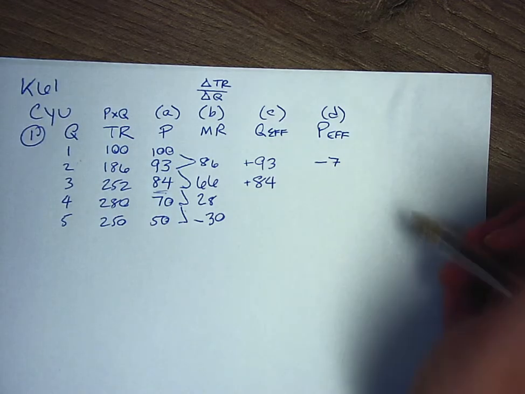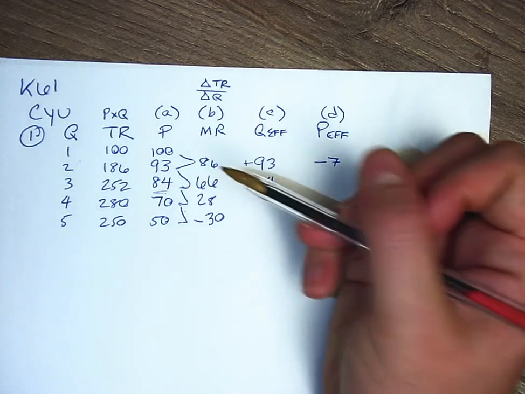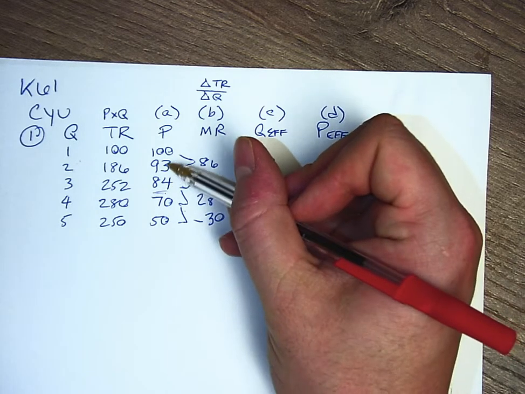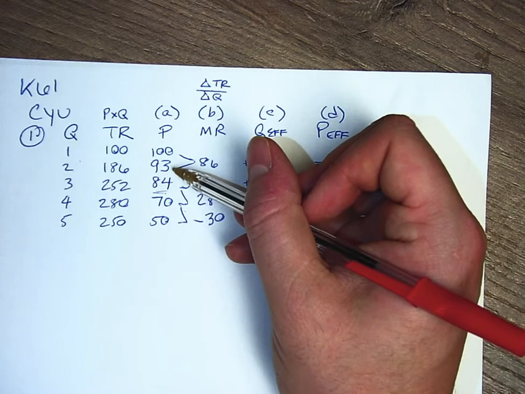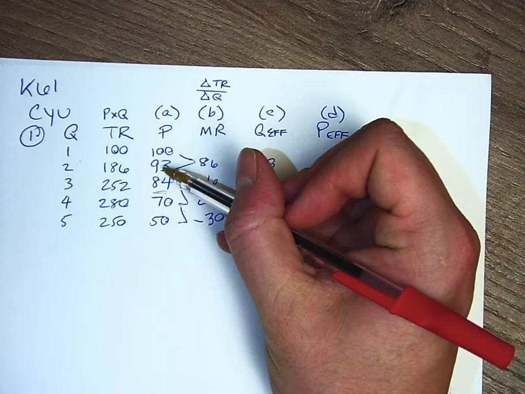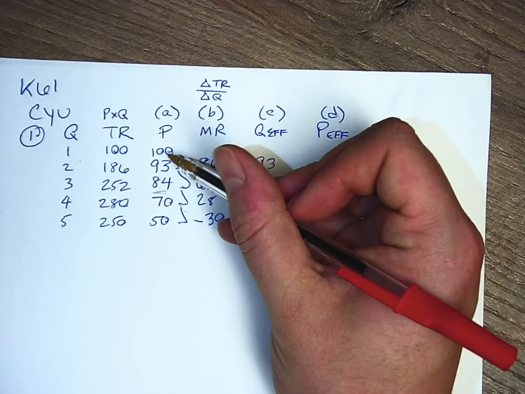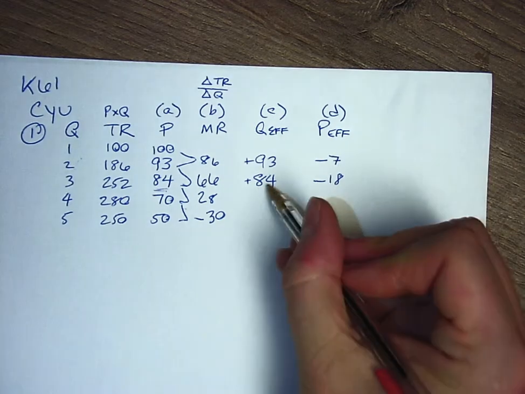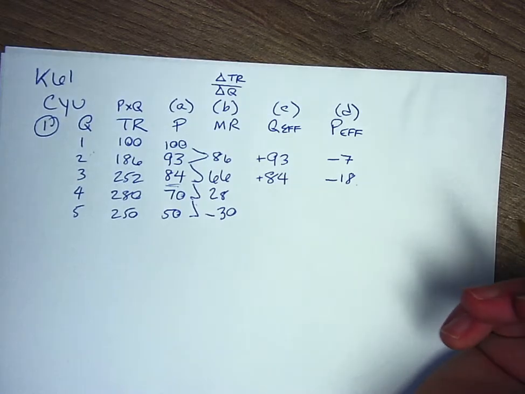But you gave up something. When you lowered the price from 93 to 84, you lost 6, 7, 8, 9, and you lost that $9 twice because you had to lower the price of not only the first and the second one by 9. So you lost 18. So 84 minus 18 is actually 66.